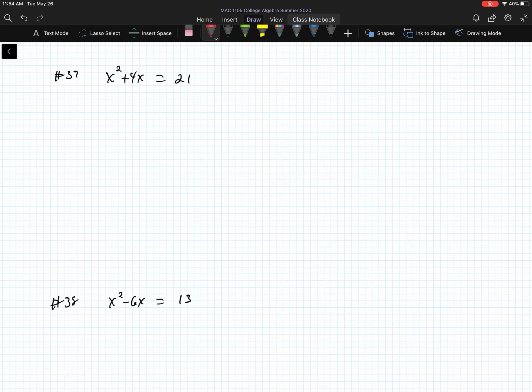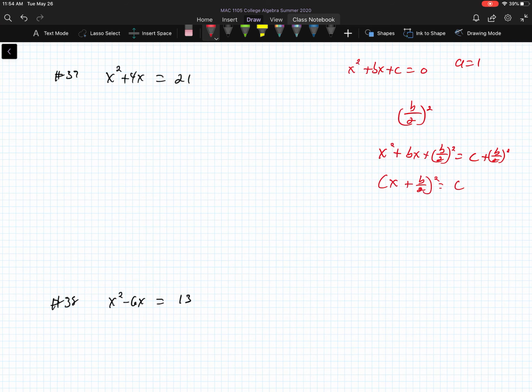Now for number 37, I have to complete the square. When you complete the square, ax squared plus bx plus c is equal to 0. What we're going to do is add b over 2 squared to both sides. Now, the assumption here is that a is equal to 1. And so when I do that, I end up with x squared plus bx plus b over 2 squared is equal to c plus b over 2 squared. So I'll move the c over to the other side. And then what this gives me is x plus b over 2 squared is equal to c plus b over 2 squared.